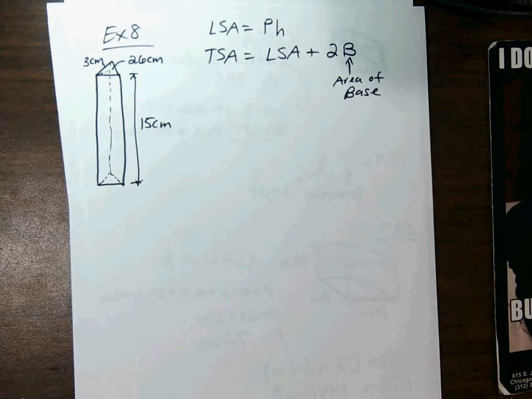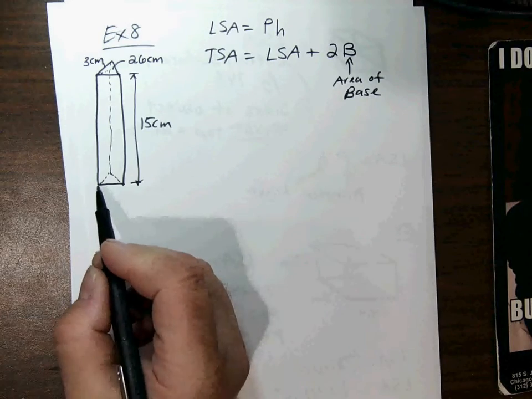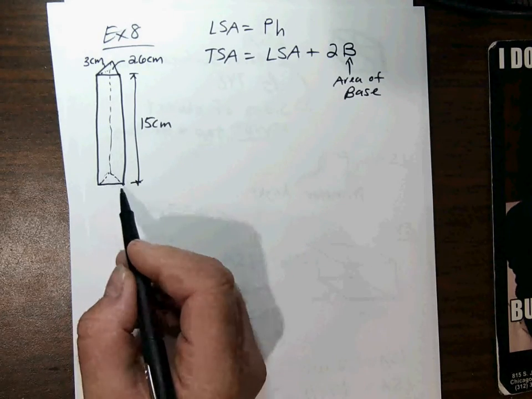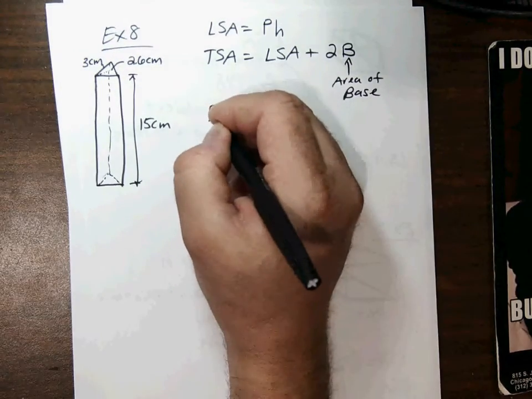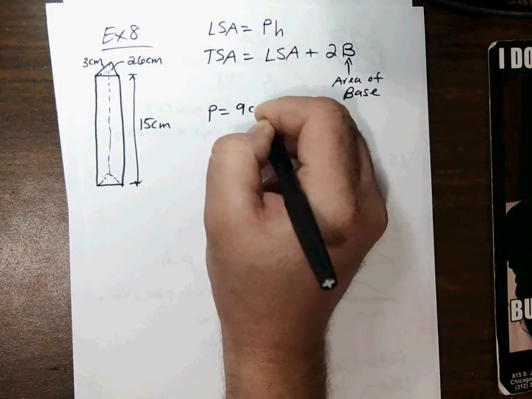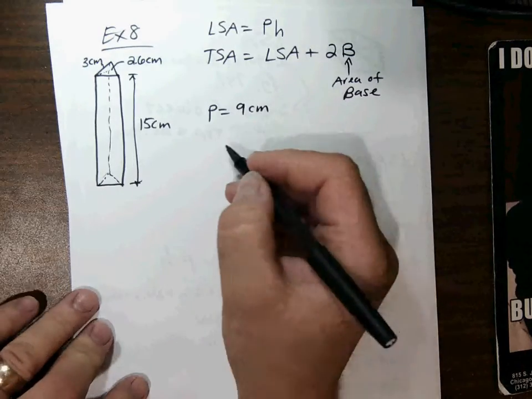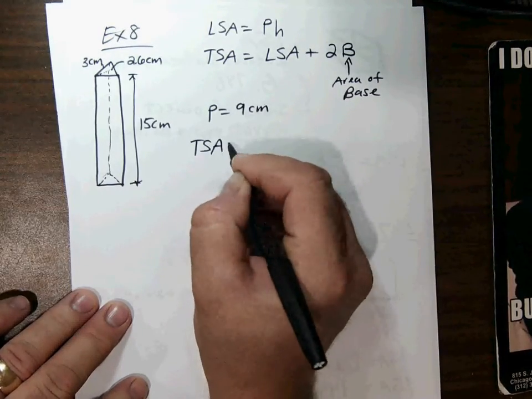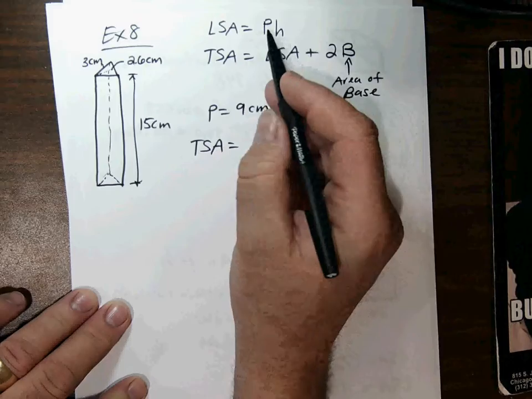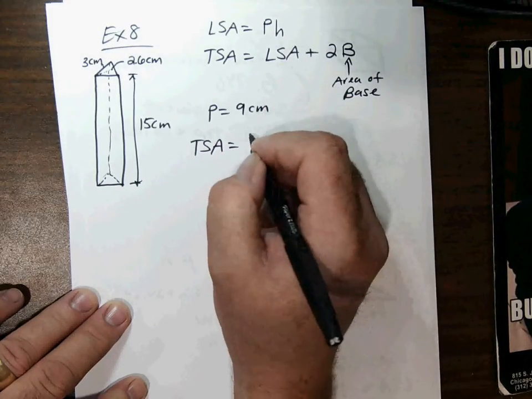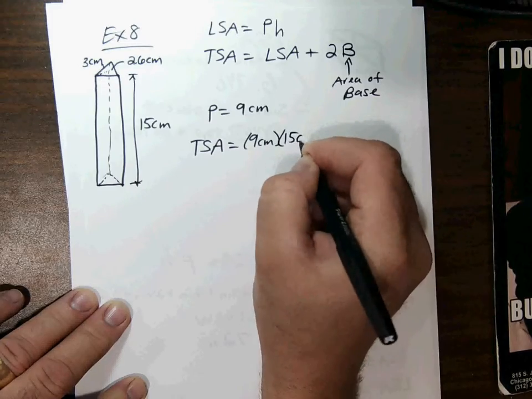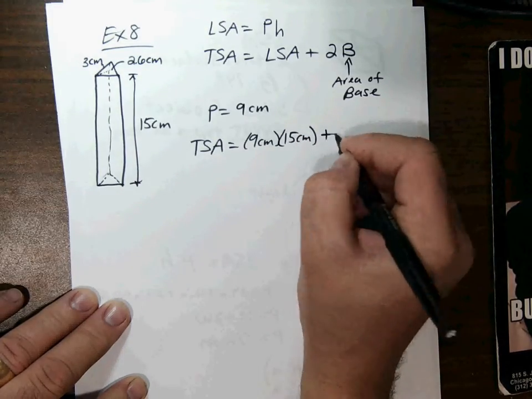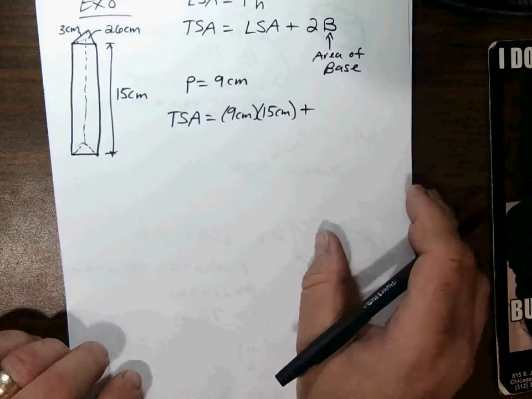Okay, so I have everything I need to know. What's the perimeter? Well, the perimeter of my triangle is just go around the triangle. 3 plus 3 plus 3 is going to be 9. Let me just write that down. The perimeter is 9 centimeters. Okay, so my total surface area equals my lateral surface area. That's perimeter times height, so 9 centimeters times 15 centimeters. Plus now twice the area of the base.